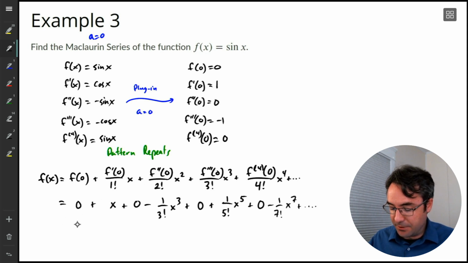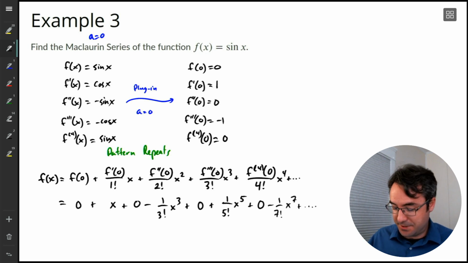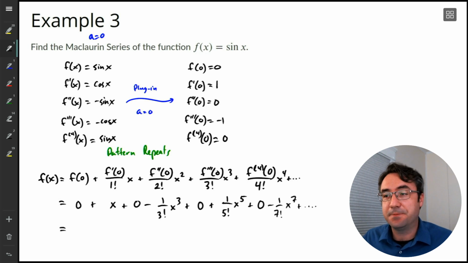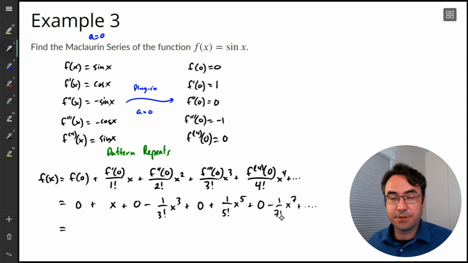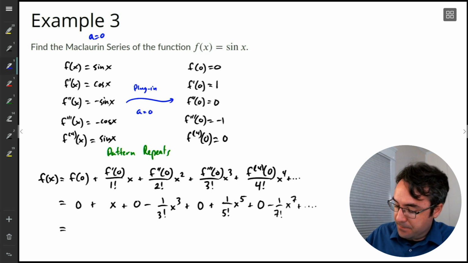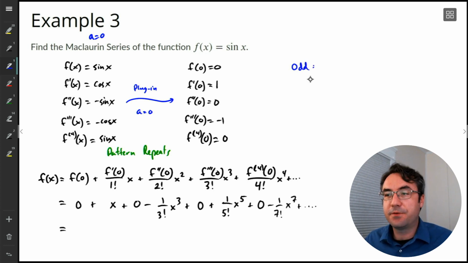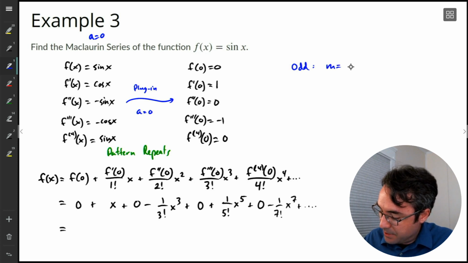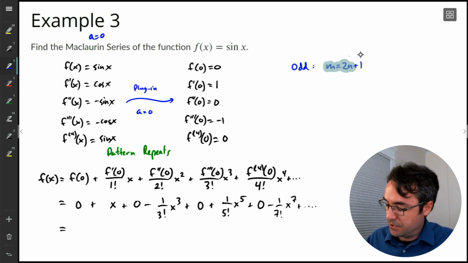And so we want to write out the general form for this series in sigma notation. What we notice here is we have all of the odd powers. So if we have odd powers, we can reindex things where we set our index equal to 2n plus 1. Let's just say 2n plus 1.